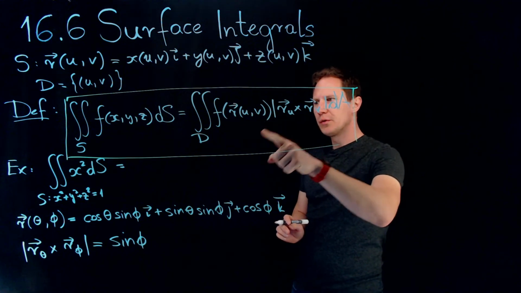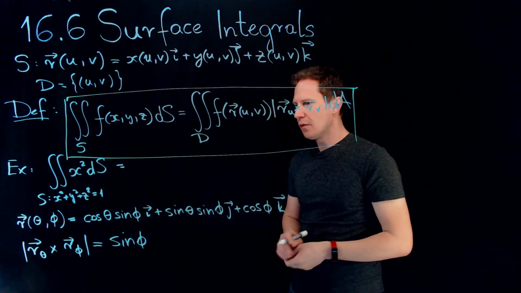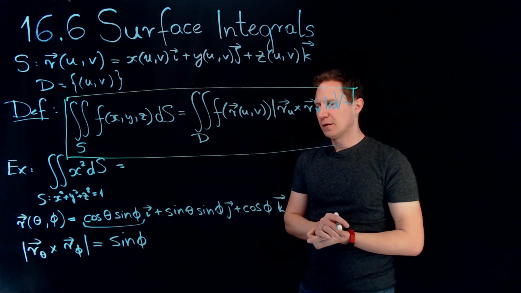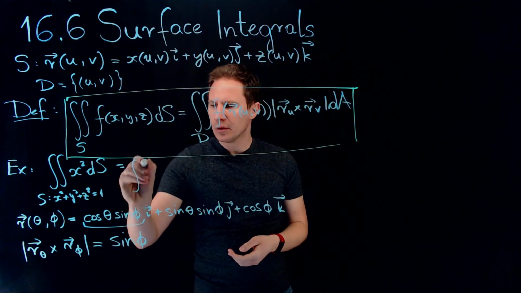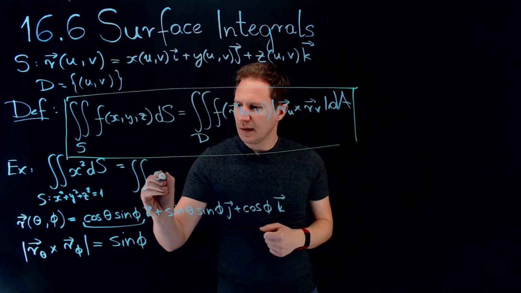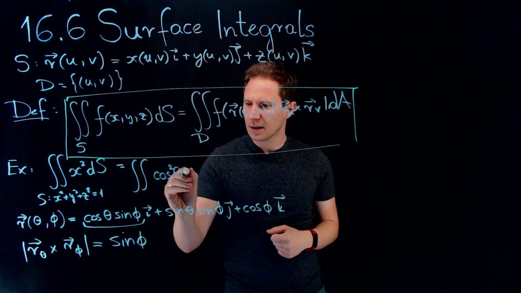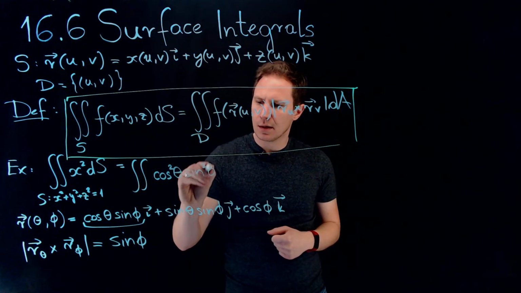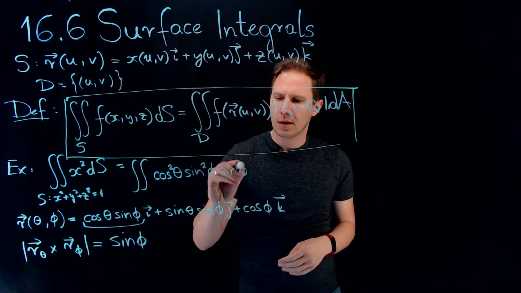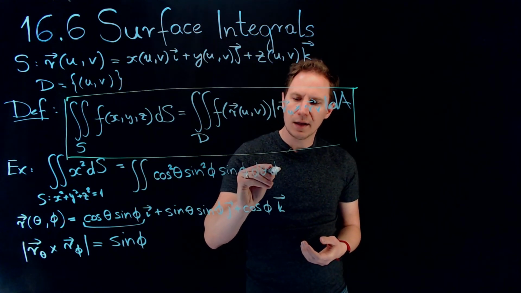But we also have to compute the value of the function along the surface. So x squared is our function, but notice that x is the cosine of theta sine of phi. So what we really compute in this double integral is this x component squared, so cosine of theta squared sine of phi squared, and then we multiply that by this extra factor of sine of phi. And we integrate with respect to theta and phi.